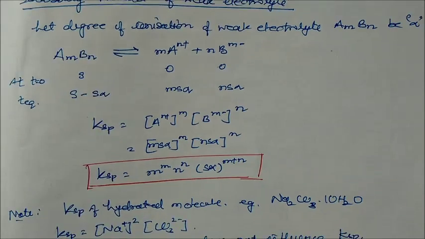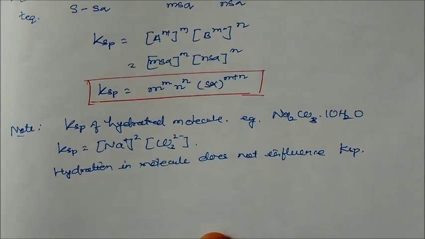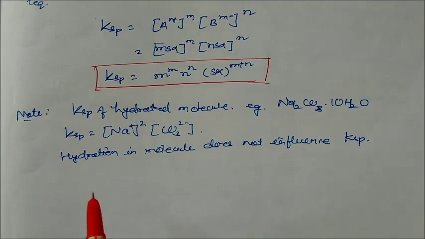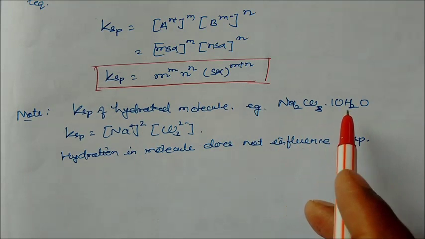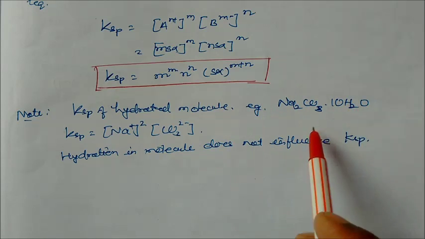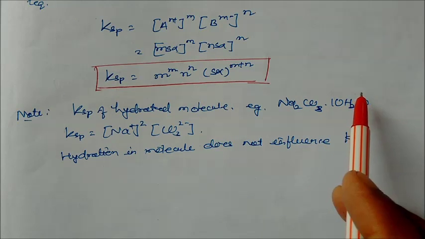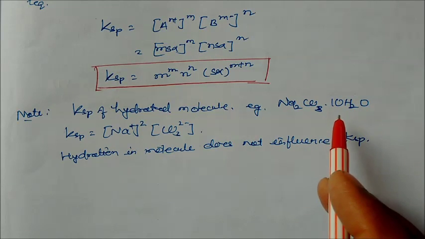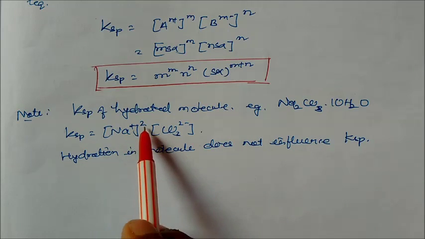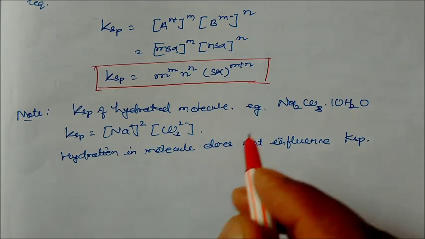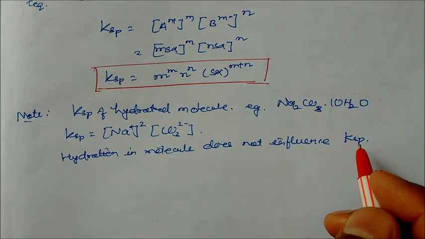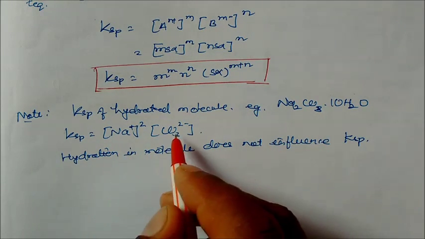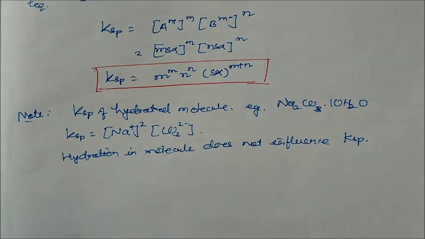And one more thing, keep in mind, sometimes it is asked in the examination: KSP of a hydrated molecule like sodium carbonate decahydrate, Na2CO3·10H2O. What is the KSP of this type of molecule? In this case, the hydration does not affect the KSP value, so we can write it as Na plus whole square times CO3. So hydration in the molecule does not influence the KSP. So just write the formula: 2S whole squared times S, so it will be 4S cubed.